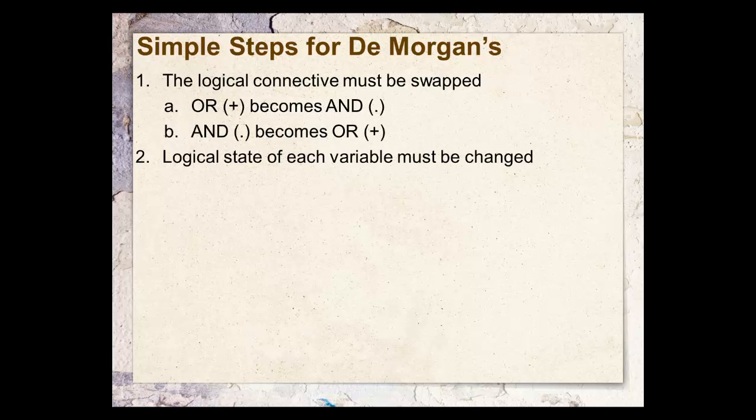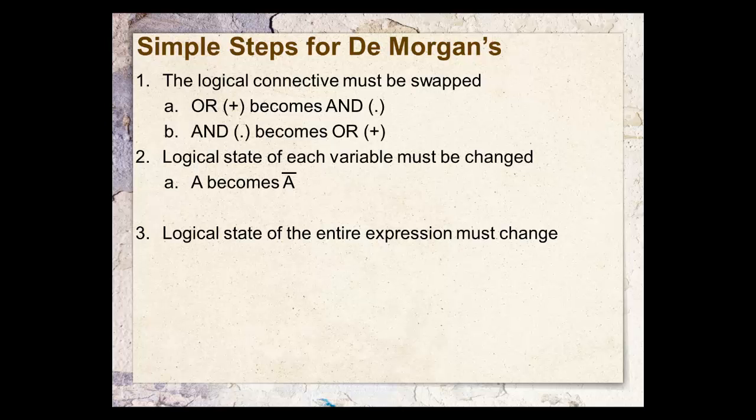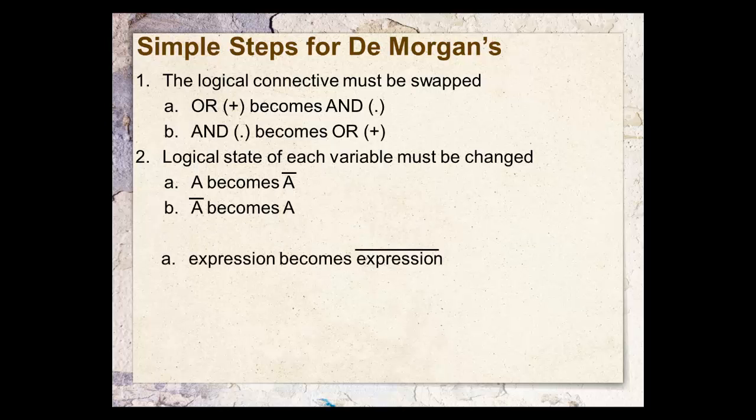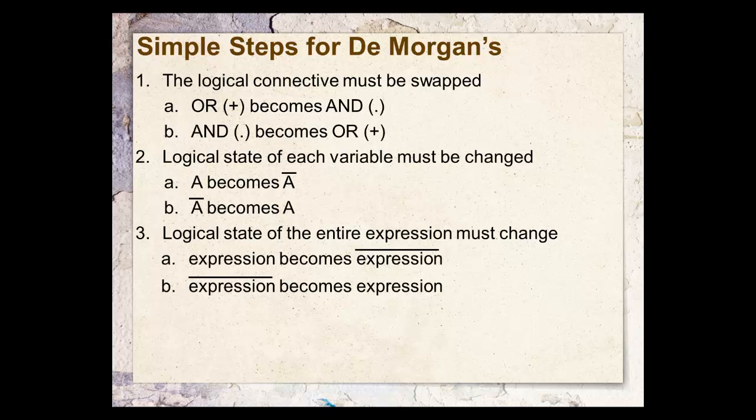That's step 1. Step number 2 is change the logical state of each variable. If you have a not A, you turn it into A. If you have an A, you turn it into not A. And last but not least, to complete De Morgan's laws, you change the logical state of the entire expression. So if you have an expression, it becomes not expression, and if you've got a not expression, it becomes an expression.